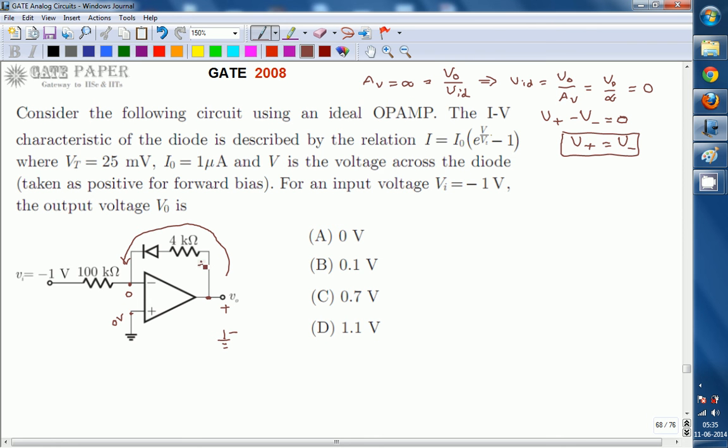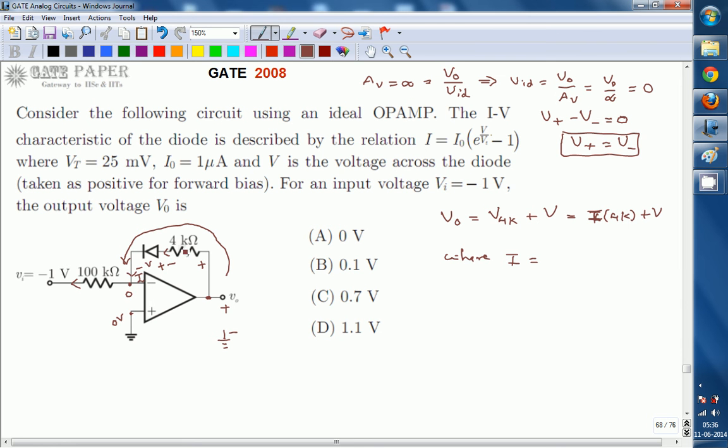Going this way, V naught is the voltage drop across the 4 kilo ohms plus the voltage drop across the diode, that is V. So V naught is equal to the voltage across 4 kilo ohms plus V. The voltage across 4 kilo ohms is the current flowing through it, assume it as I, multiplied by 4K. So I is the current flowing through this resistor, which makes the diode forward biased, and the same current is also flowing through this 100 kilo ohms.